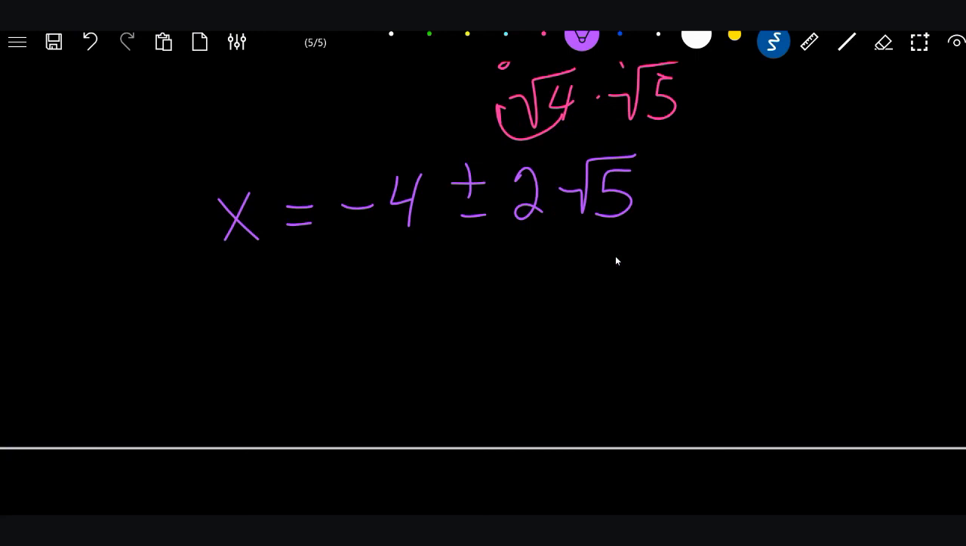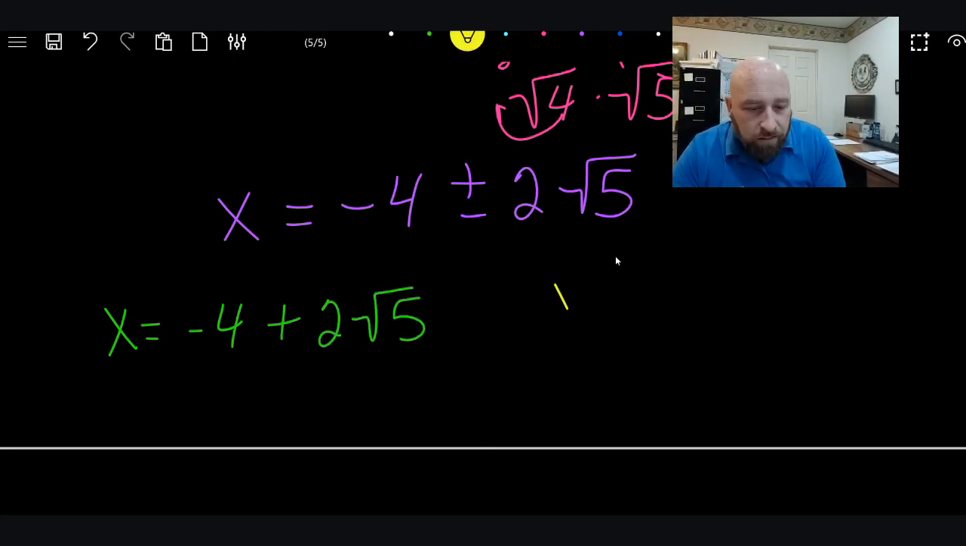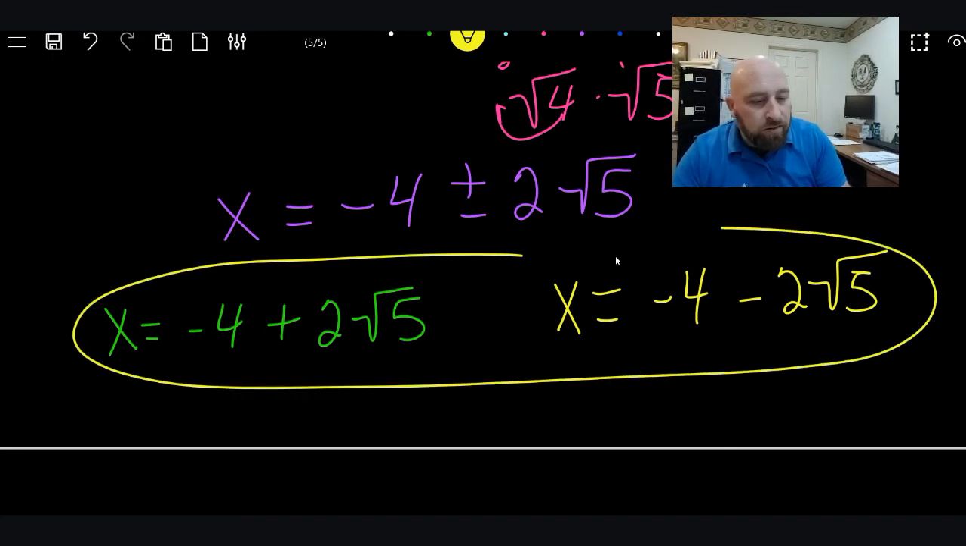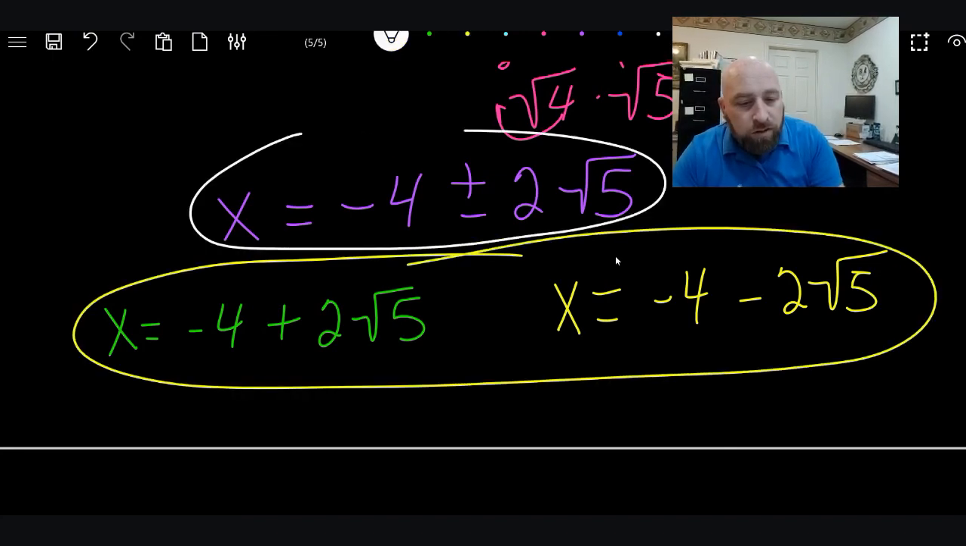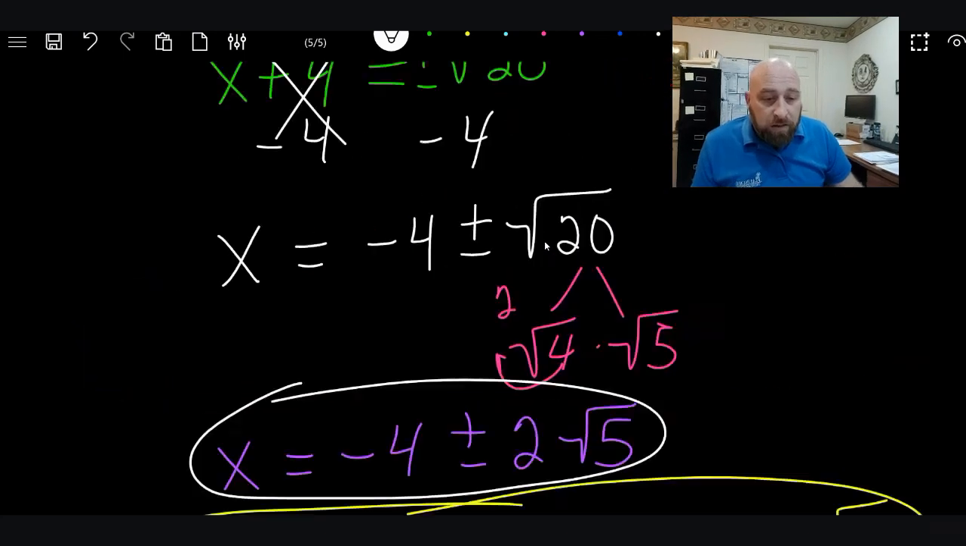And that is actually 2 answers, and you can write it separately. So you could write it like this: x equals negative 4 plus 2 square root of 5, and x equals negative 4 minus 2 square root of 5. So that would be your answer right there. Or you can also write your answer like this. It doesn't matter which format you use to write your answer. Write it with the plus minus sign, fine. Write it with a plus sign and a minus sign, that's also fine. Okay?